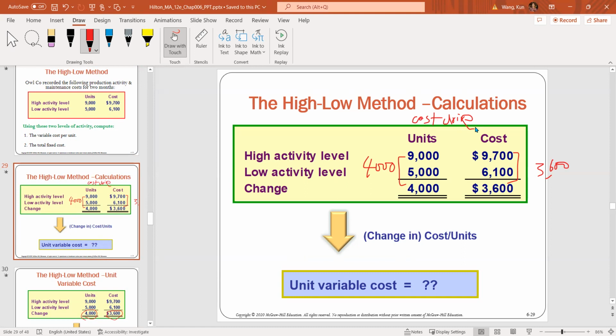So in this case, the cost difference and then the unit, the cost driver difference. Because first, we need to find the unit variable cost. This one tells us when the unit changes from 5,000 to 9,000, how much the cost will increase. And that will be a simple division problem.